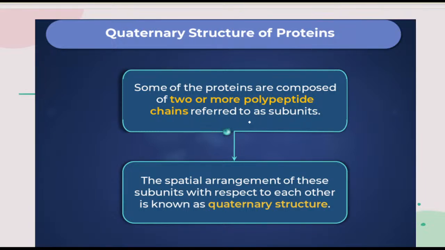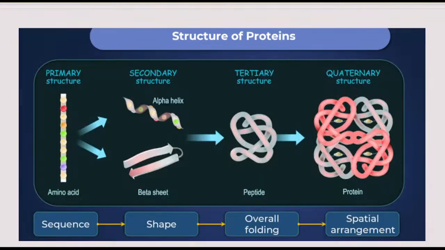Some of the proteins are composed of two or more polypeptides, referred to as subunits, and their spiral combination gives the quaternary structure. So see, this is a brief of all the slides. Primary structure, amino acids we are having. It tells us about the sequence, like N to C, C to N, how the chain is there. Then the shape, like two parallel.